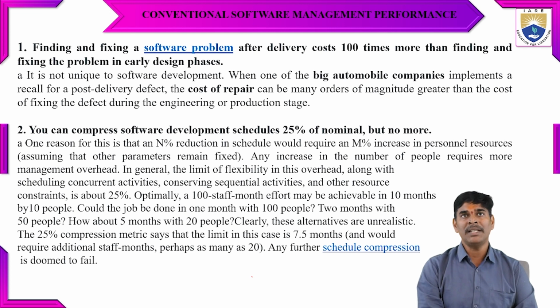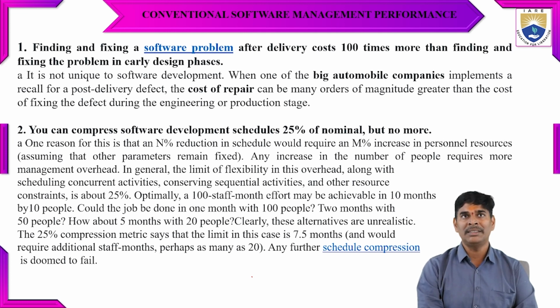Next one is: you can compress software development schedules to 25% of nominal, but no more. So we need to verify the schedule, and check that the project is completed within the stipulated time. A reduction of n% in schedule would require an n% increase. It means when you reduce the number of days, we need to increase the number of people and resources so that they can do the work in the stipulated time without overhead.